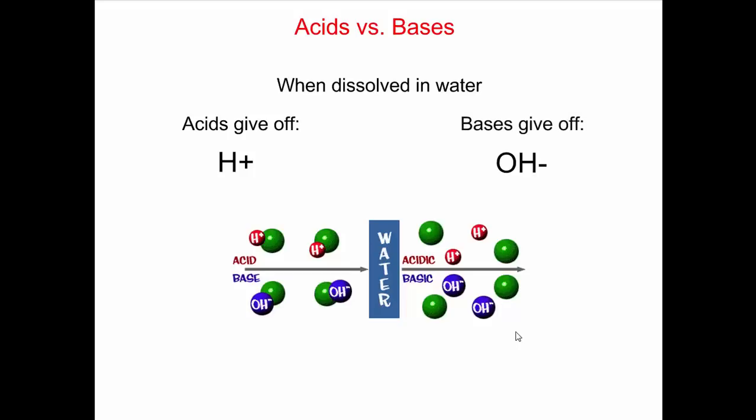And bases, when dissolved in water, give off an OH negative ion. So they give off a molecule that has oxygen and a hydrogen with a negative charge. So it's a hydrogen that's gained an electron. So that's an anion, and it has a negative charge.